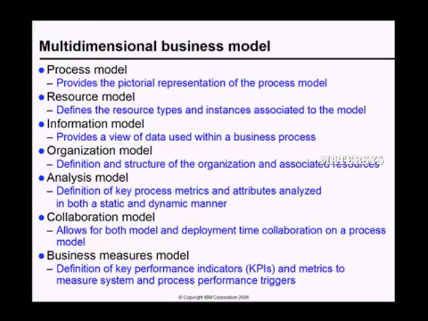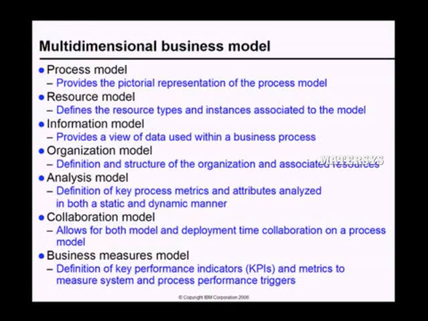Now, these first four work together by connecting the data. In other words, we take an element out of the process model, which is a task, we assign it a resource to do the work, and we assign it some information that it is working on, as well as which organization or location that's in. So these models work together to represent our business process.